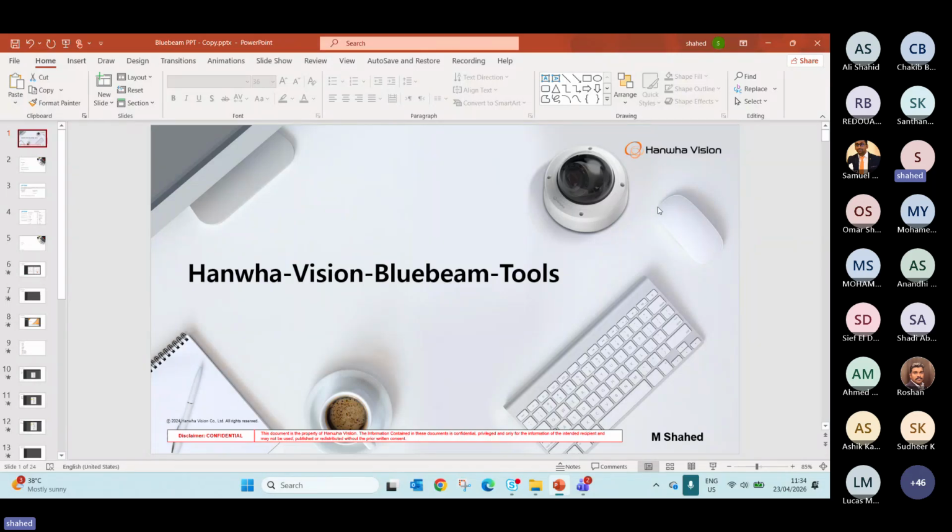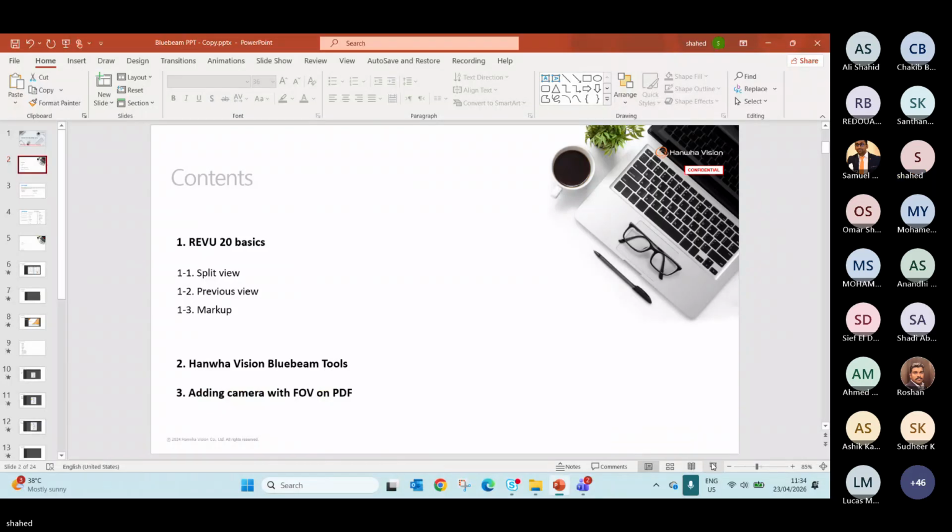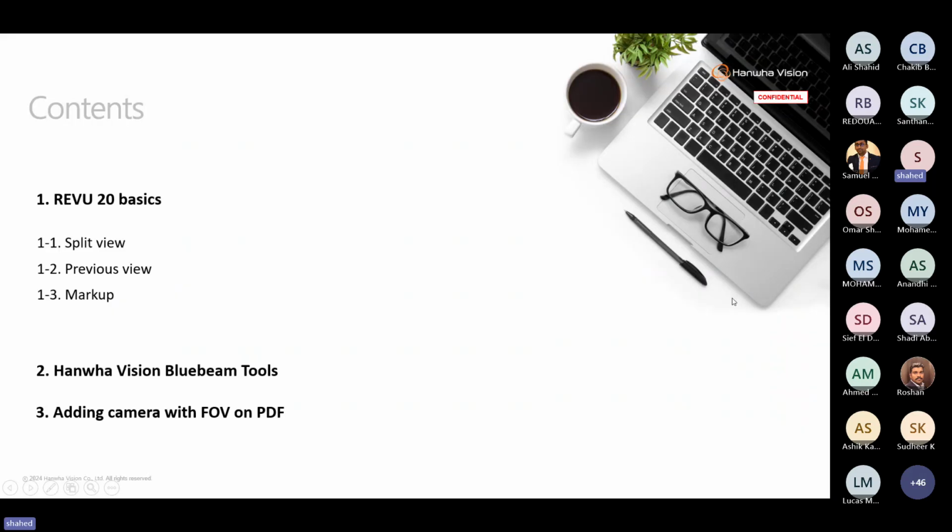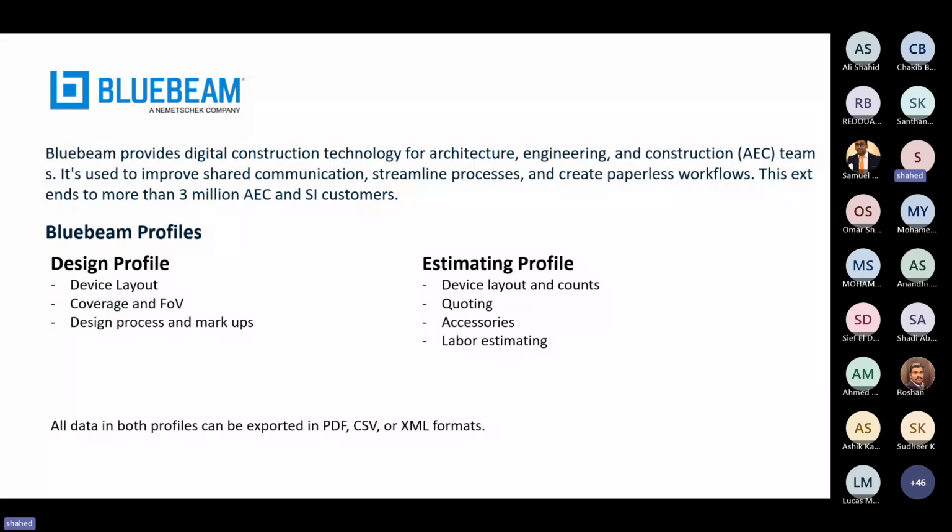Today's session is about Hanwha Vision BlueBeam tools. The agenda is that we are going to see some basics about review, then Hanwha Vision BlueBeam tools, then adding cameras with FOV on PDF. Before we dive in, Bluebeam provides digital construction technology for architects, engineers, and consultants. It is widely used by consultants to edit, give comments, and create a paperless workflow.